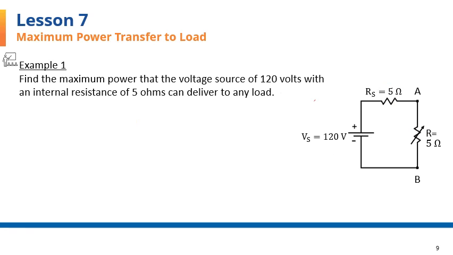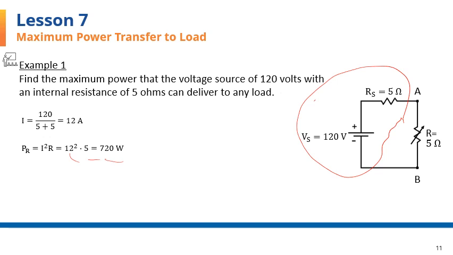To find the power consumed in R, I'll first find the current through this circuit. The current is voltage over the sum of the two resistors, 120 over 10, which is 12 amps. And then the power in this resistor is calculated as I squared times its resistance R. So I have 12 squared times 5, giving me 720 watts as the maximum power that can be transferred to any load by this voltage source.